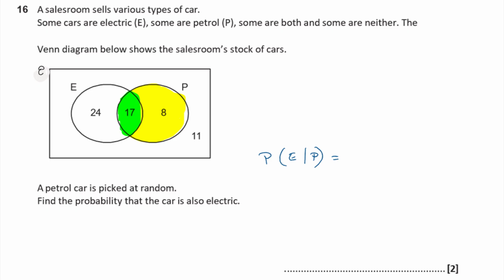So the probability that it's electric given that it is petrol is going to be the 17 electric cars, which are within 17 plus 8, which is 25, within the 25 petrol cars. Okay, so that's what we're working out. So the probability that it's electric given that it is petrol is 17 over 25.